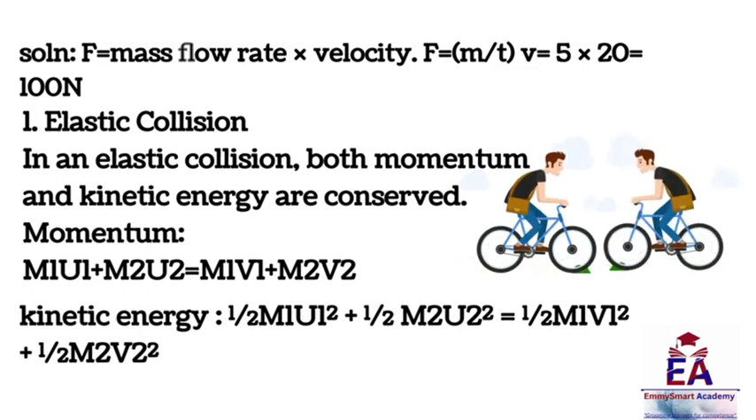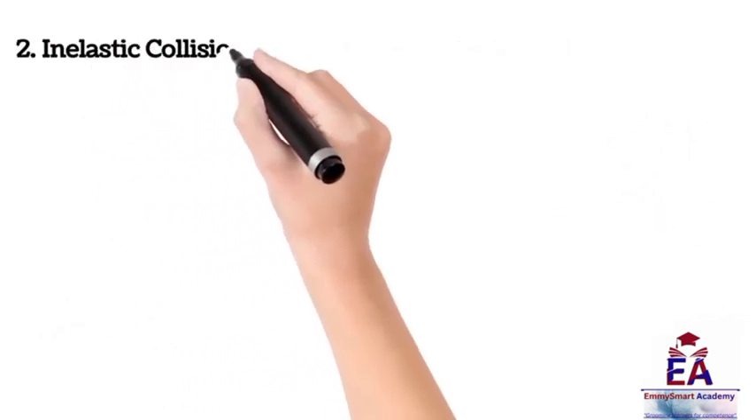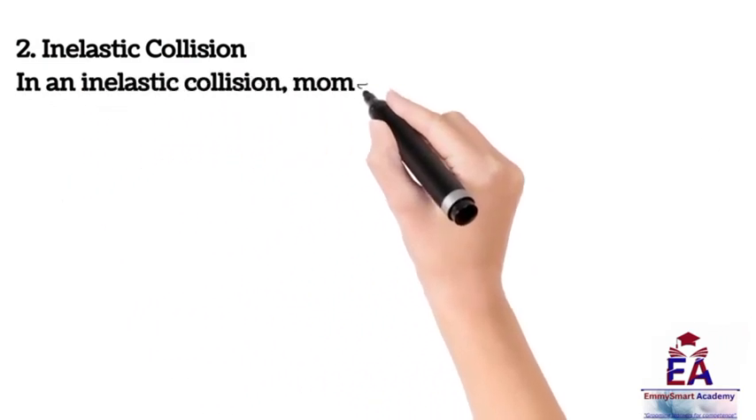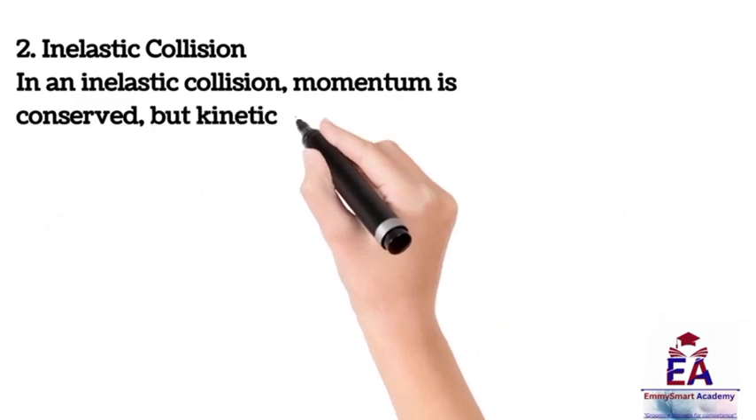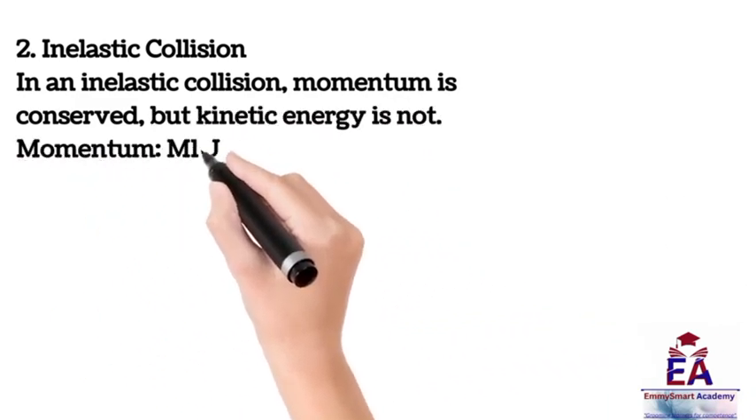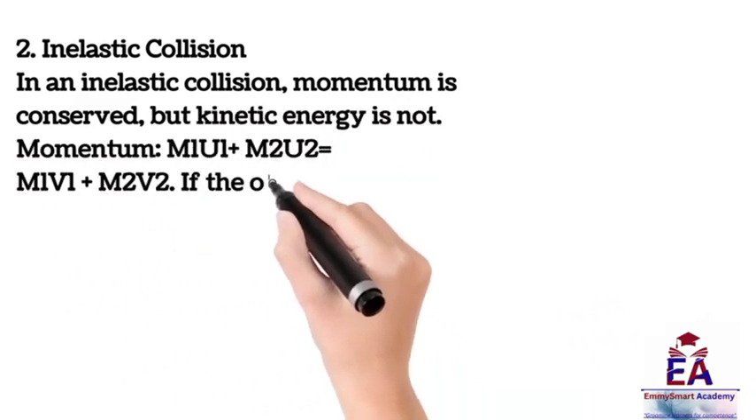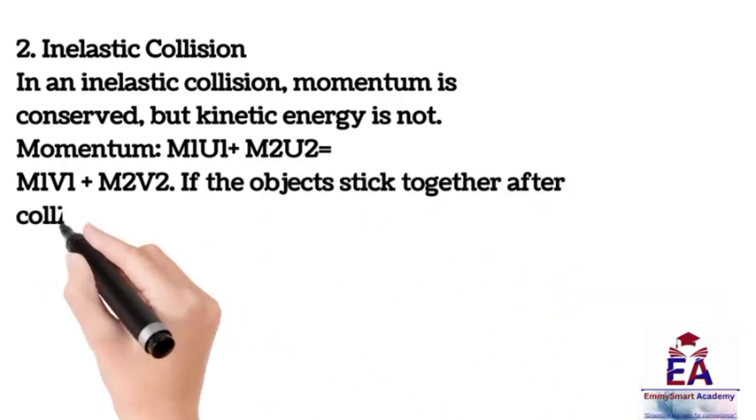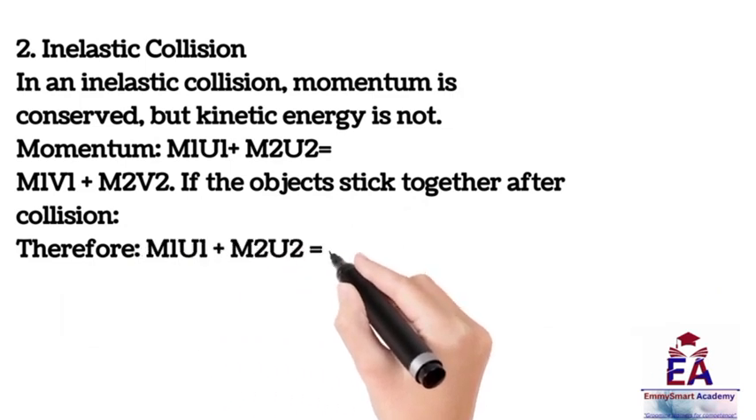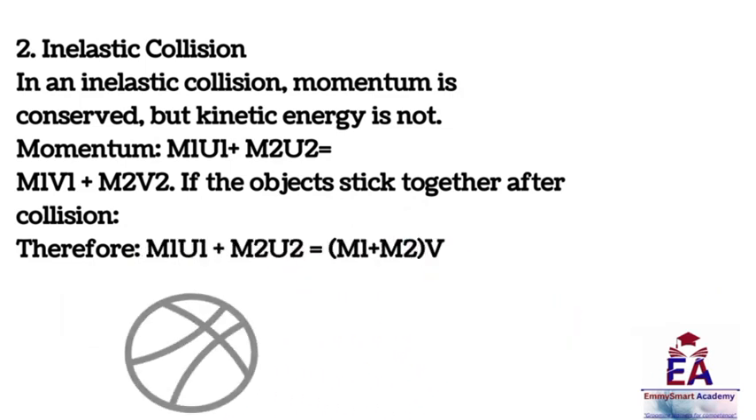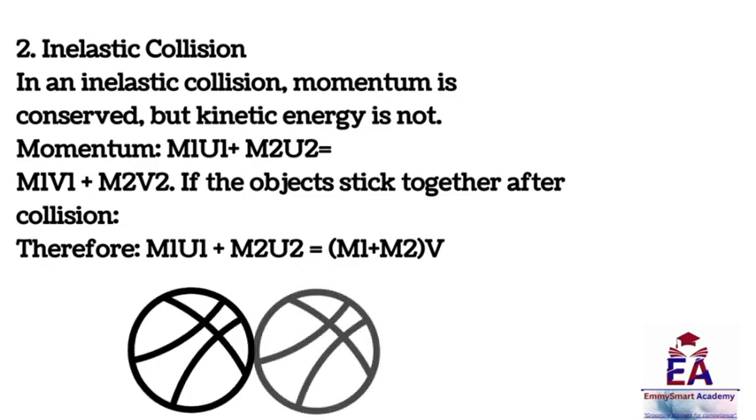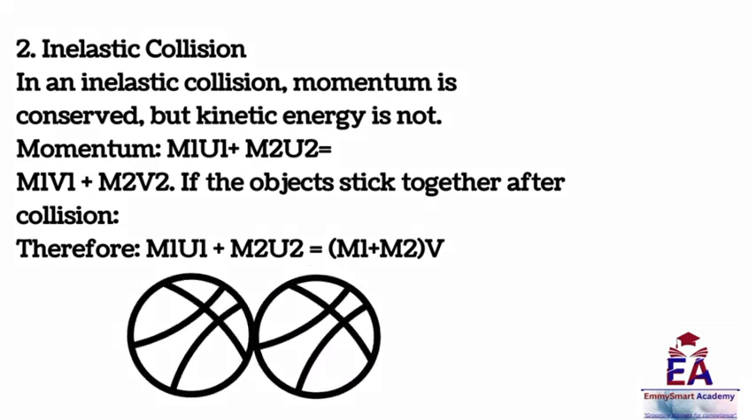Then we have another type of collision called inelastic collision. In inelastic collision, momentum is conserved, but kinetic energy is not conserved. That means it's not retained. If two balls hit each other, they tend to move with a single new common velocity. That's what inelastic collision tells us. They stick together and move with a new velocity.